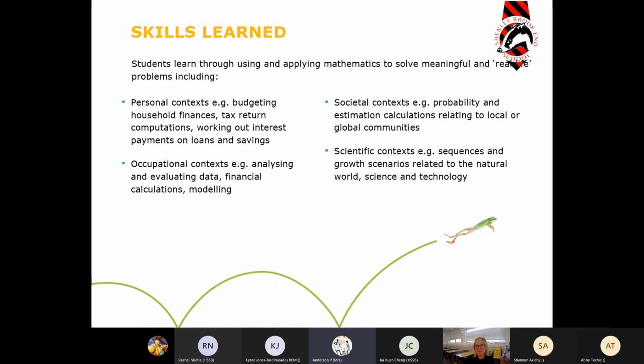Also, there's scientific context, so sequences, growth scenarios related to the natural world, science and technology. So actually, this course sits really well with if you're doing sciences, if you're doing the social sciences as well as geography. So any course that has got a mathematical element in, it will really support that, as well as if you're doing financial studies, business studies, that kind of thing.